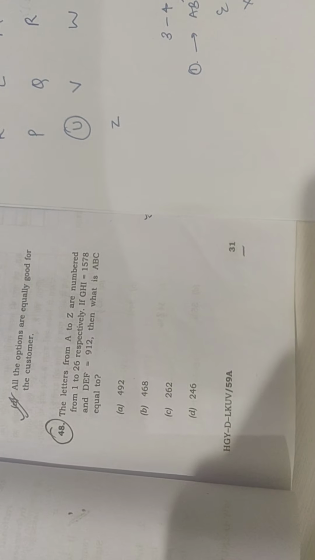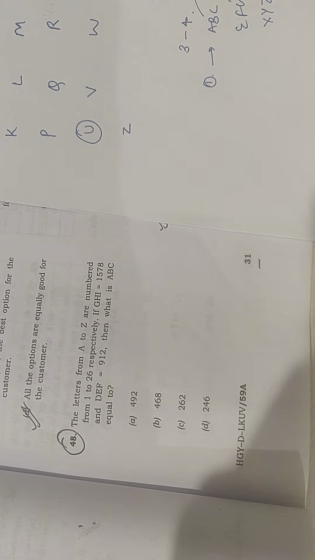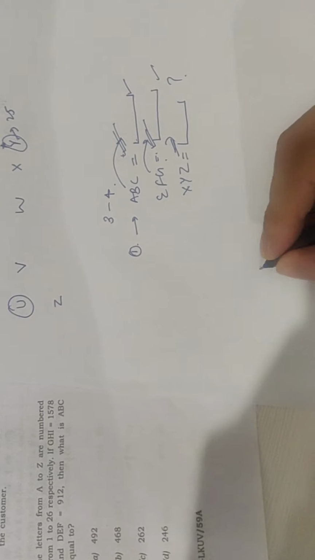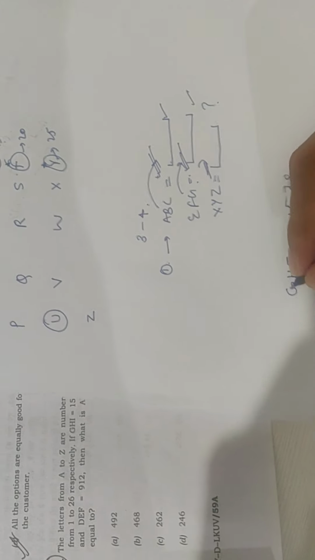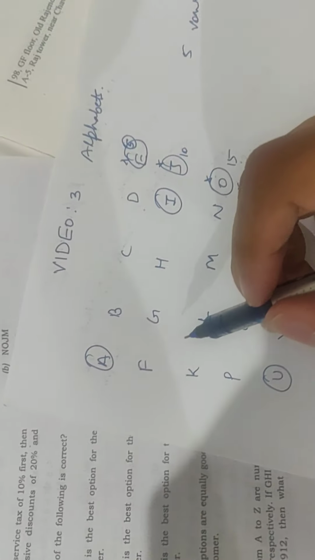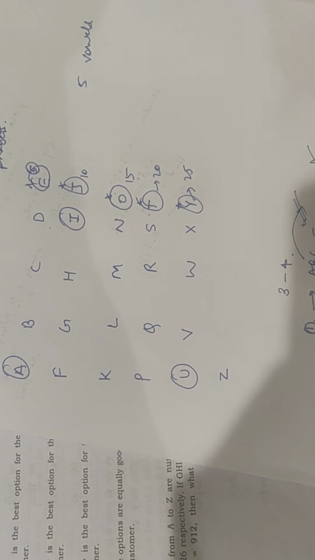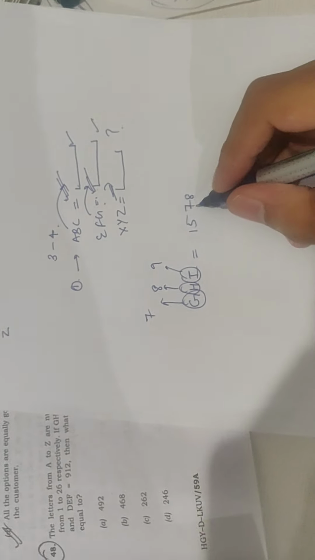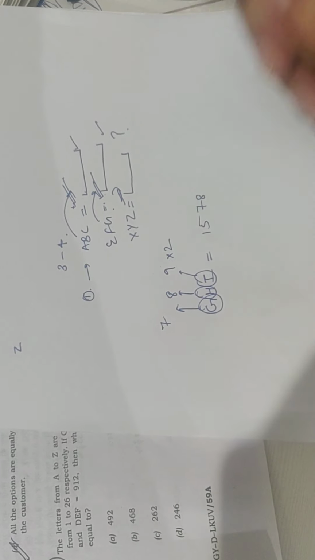So if letters A to Z are numbered 1 to 26, if GHI is 1578, DEF is 912, what is ABC? Okay, so he has given GHI is equal to 1578. So first thing we'll do is, what is the numerical value of G, H and I? G is, see here, 7. What is H? 8. And what is I? This is 9. Right? So 789 is equal to 1578. Is there a relation? Yes. Multiply by 2 and it will become 1578.